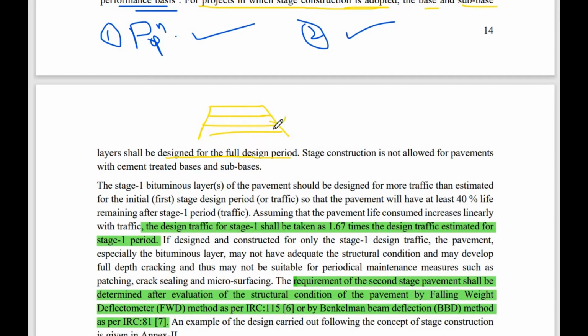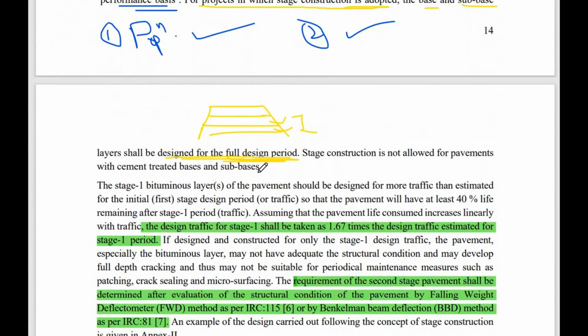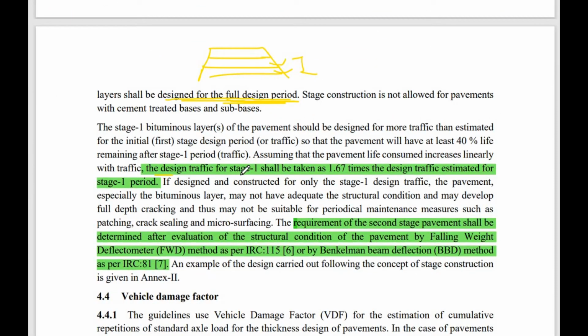So the sub base and the base, both these layers of the pavement should be designed for the full design period. That means they have to be designed directly for its service life. That means, as we have seen here, 20 years for the national highways, 15 years for the low volume roads and 30 years for the expressways. So here they have said that the design traffic for the stage 1 shall be taken as 1.67 times the design traffic estimated for the stage 1 period.